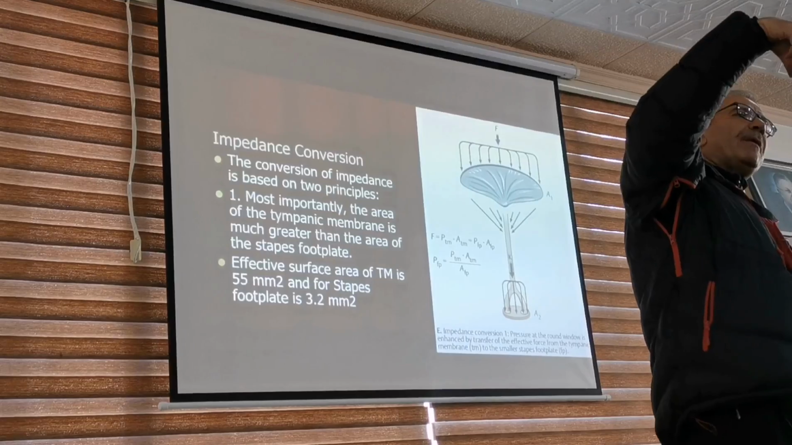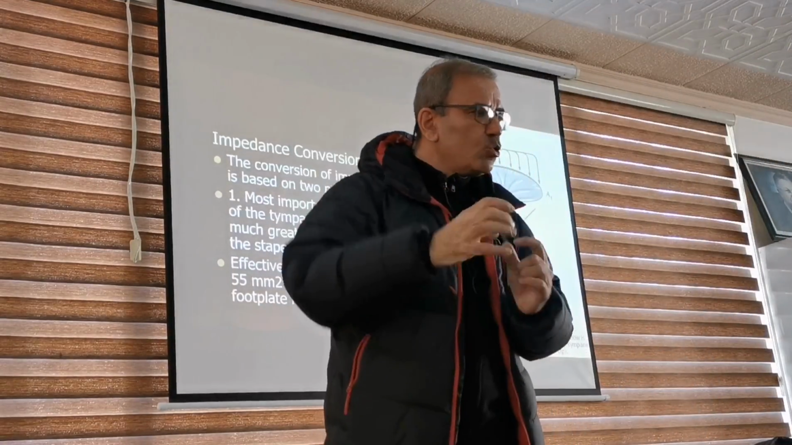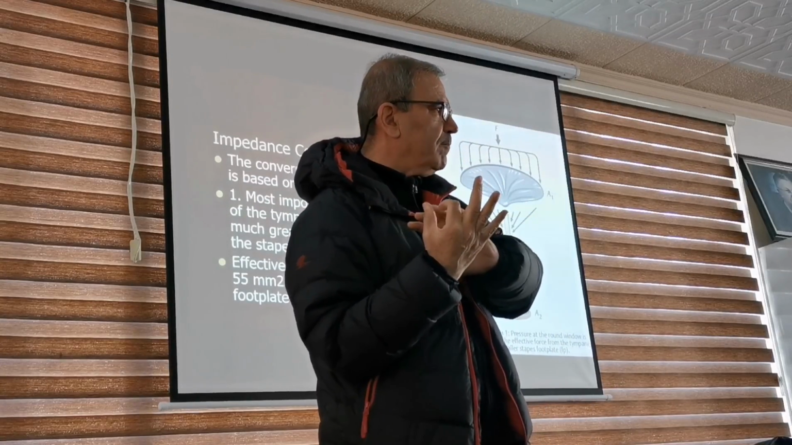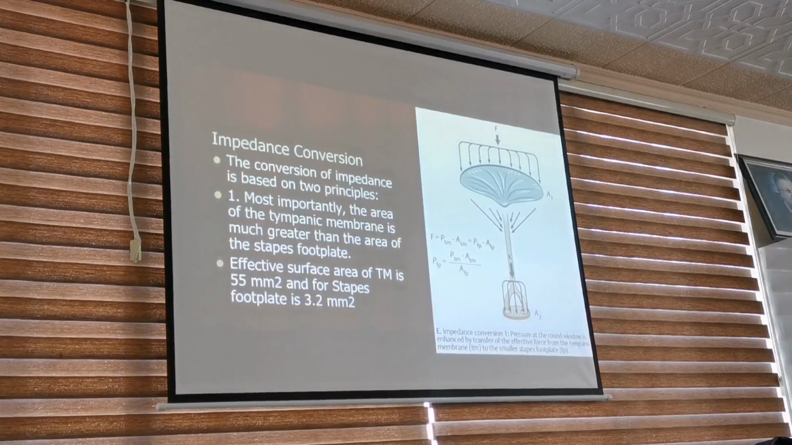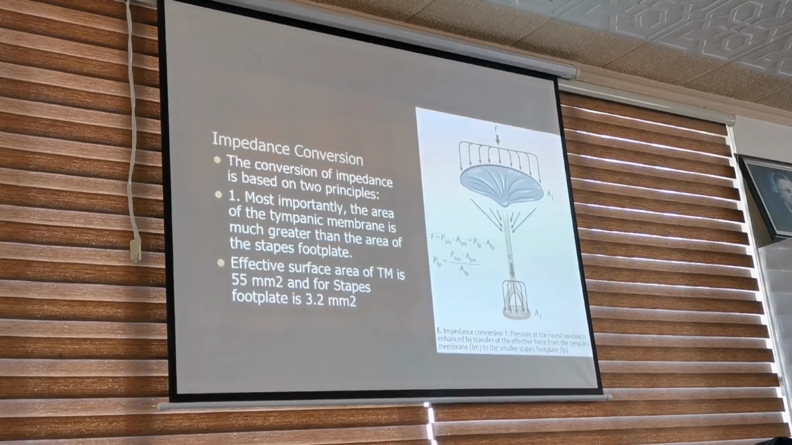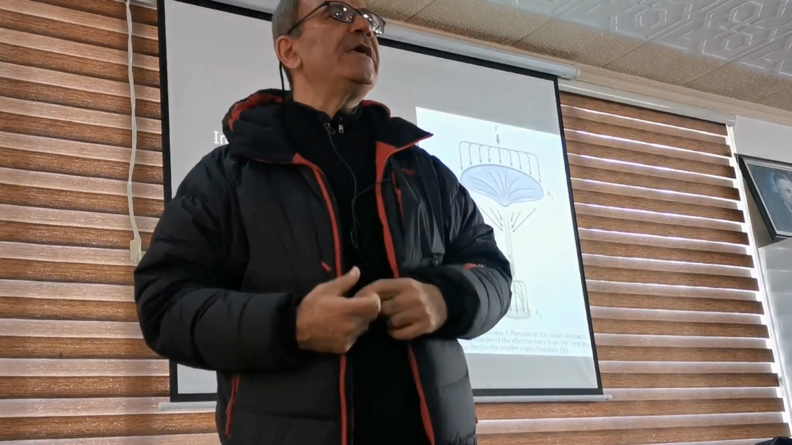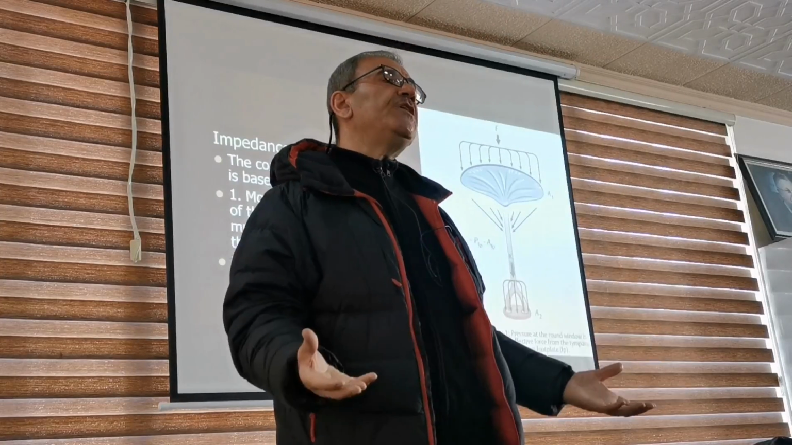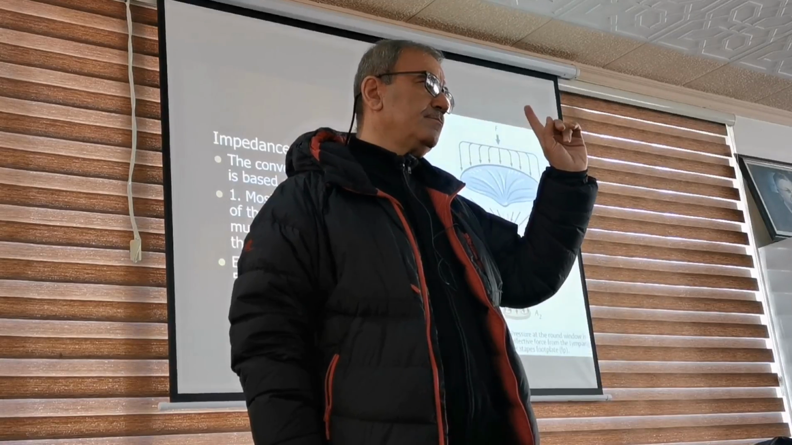The tympanic membrane is 55 millimeters square, divided by 3.2, so there will be amplification of the energy. So the difference between the size of the tympanic membrane and the oval window will increase the amount of energy by 17 times.